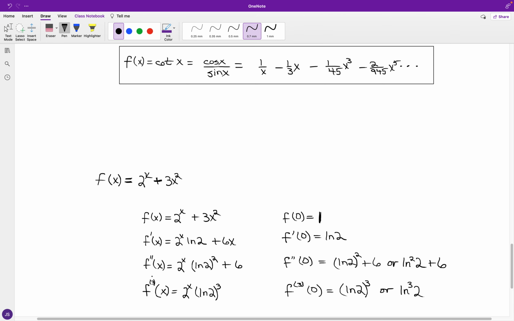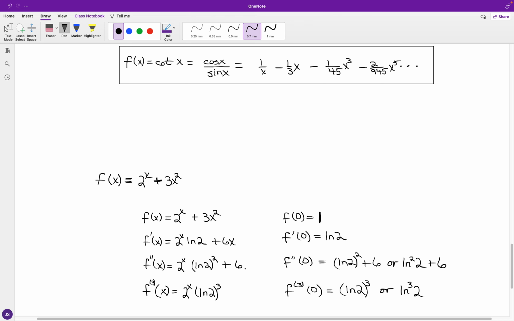And for the second order derivative, think of the product rule. You have the natural logarithm of 2 times the derivative of 2 to the x, and guess what? It'll be the natural logarithm of 2 times 2 to the x times the natural logarithm of 2. So you have the result 2 to the x times the square of the natural logarithm of 2. And the derivative of 6x will come out to 6.